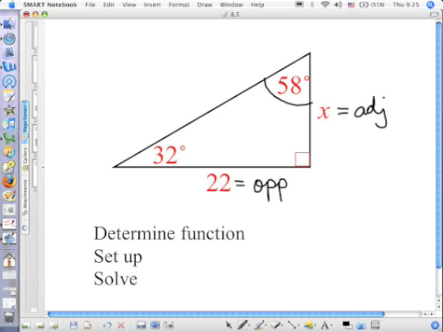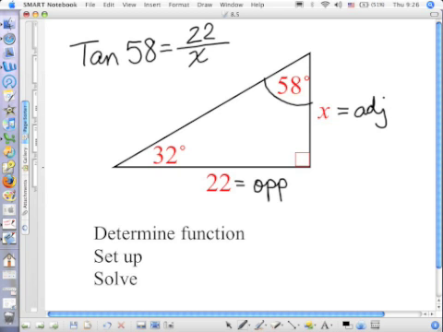All right, well again, which function? Tangent, TOA, tangent, opposite, adjacent. So the tangent of your designated angle, which is 58, is equal to the opposite. What's opposite? 22 over adjacent, which is x. Like I said, tonight you're simply going to set this up. Tomorrow we're going to learn how to manipulate the equation to find x and how to use our calculators. So make sure you have your scientific calculator tomorrow.